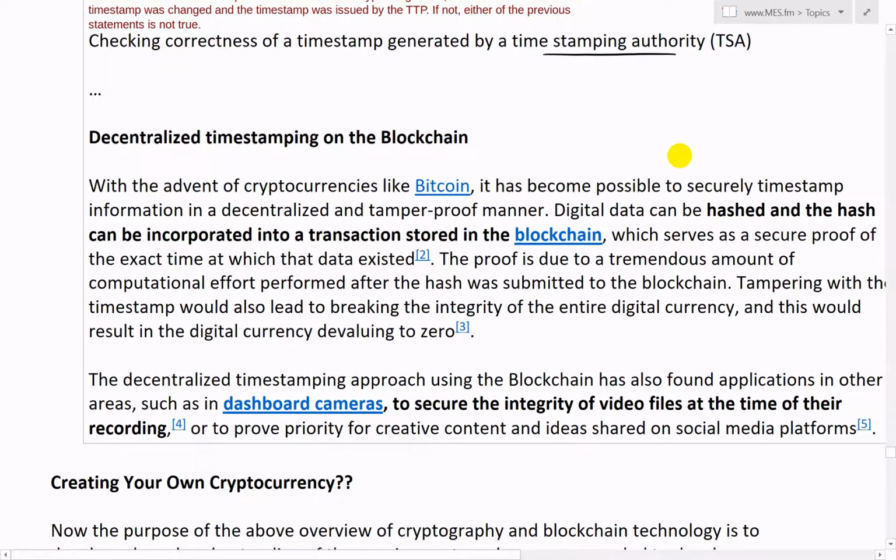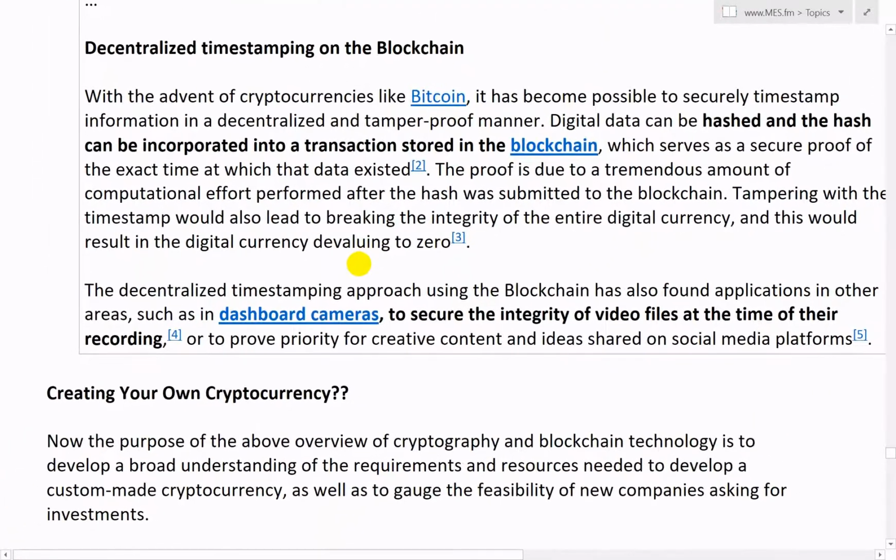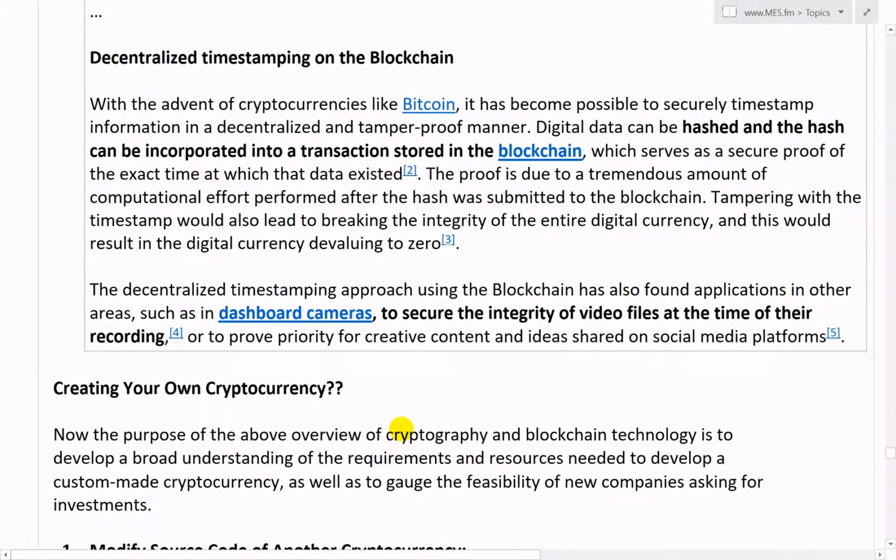So, decentralized timestamping on the blockchain. With the advent of cryptocurrencies like Bitcoin, it has become possible to securely timestamp information in a decentralized and tamper-proof manner. Digital data can be hashed, and the hash can be incorporated into a transaction stored in the blockchain, which serves as a secure proof of the exact time at which the data existed. The proof is due to a tremendous amount of computational effort performed after the hash was submitted to the blockchain, and tampering with the timestamp would also lead to breaking the integrity of the entire digital currency, and this would result in the digital currency devaluing to zero.